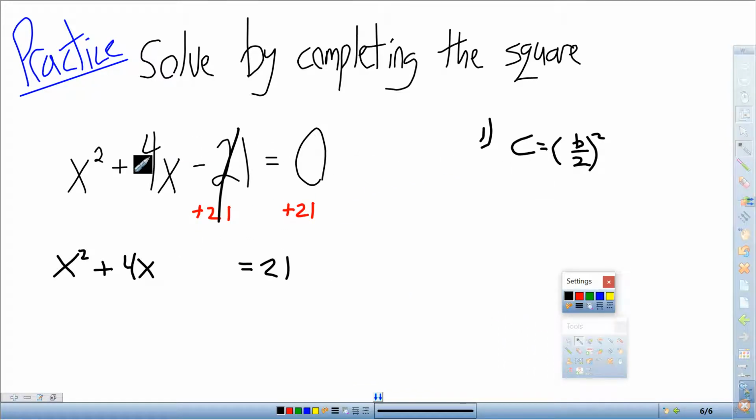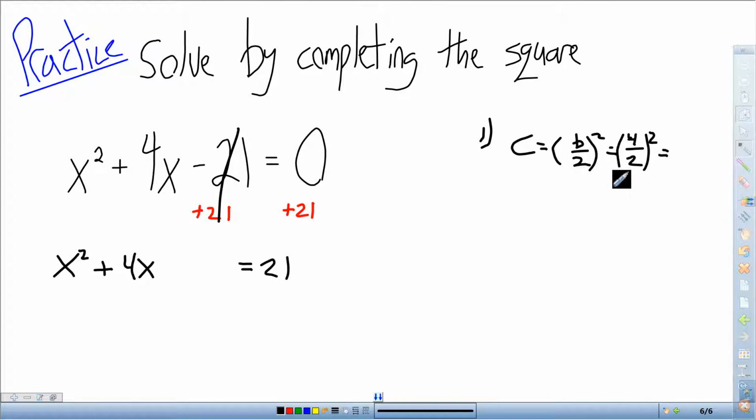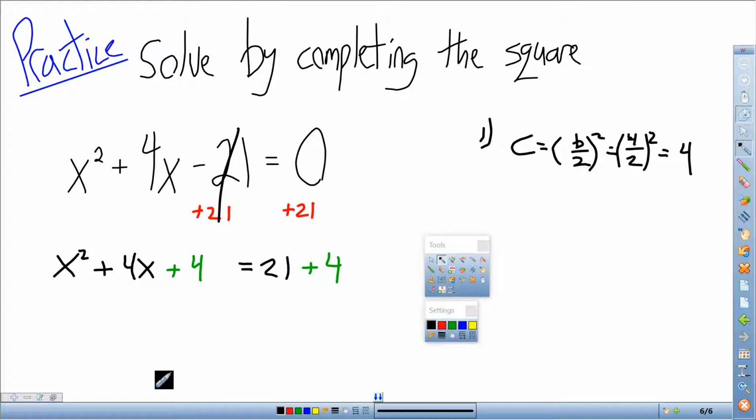Okay, getting my new C value, I'm going to plug my B into this. So B is 4, so 4 divided by 2 squared. 4 divided by 2 is 2. 2 squared is 4. Okay, so there is our new C value. So I'm going to add 4 to the left, and that means I have to also add 4 to the right. This adding 4 to the right, this is a really easy step to forget. And if you do, it kind of messes up the whole thing.